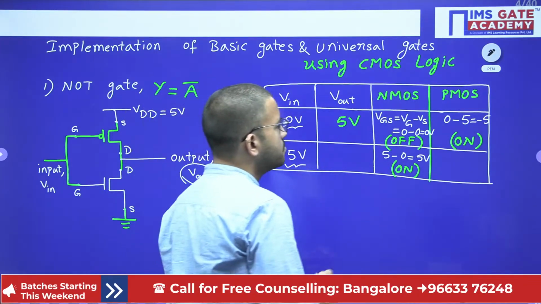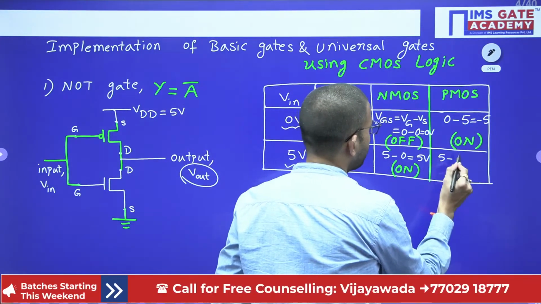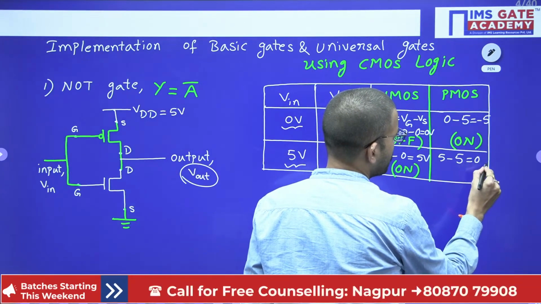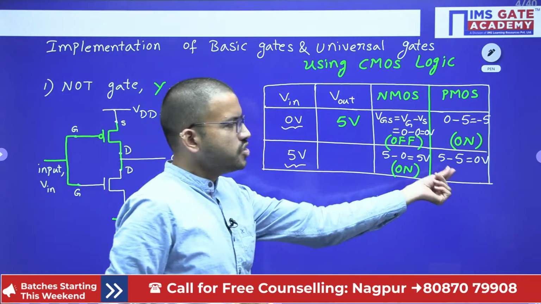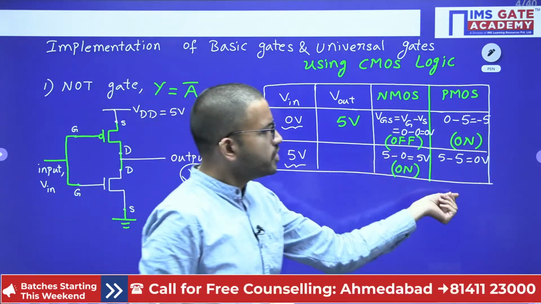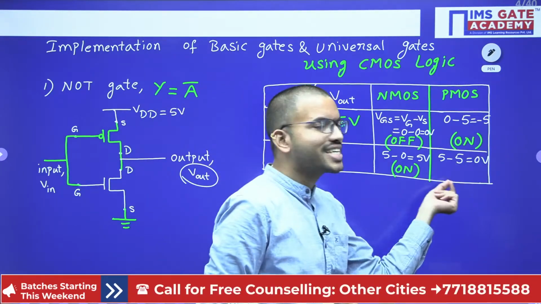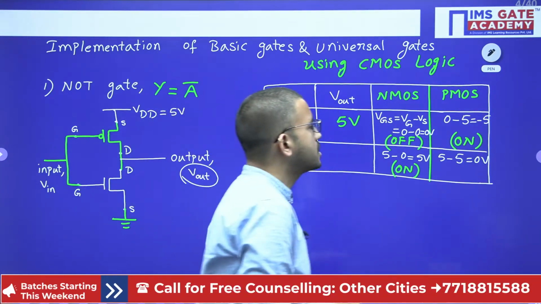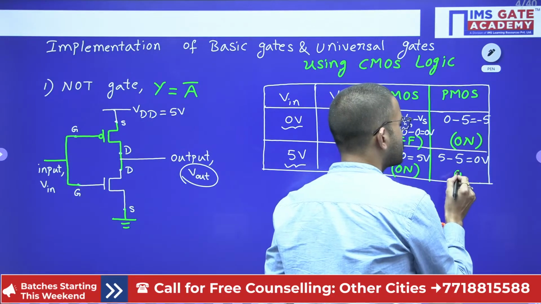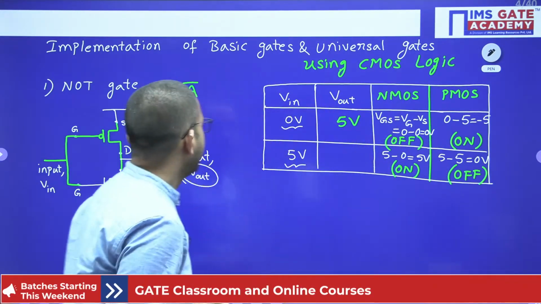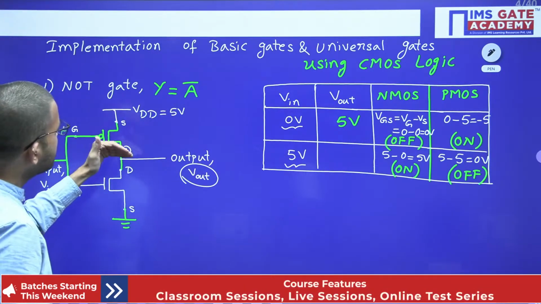Regarding PMOS, gate voltage is 5 and source voltage is also 5. 5 minus 5 is 0. So in this case, you are getting 0 volt. If you want to consider that 0 as negative, yes, you can. But is it greater than 0? No. That means the PMOS transistor is off. So in this case, the PMOS transistor is off.